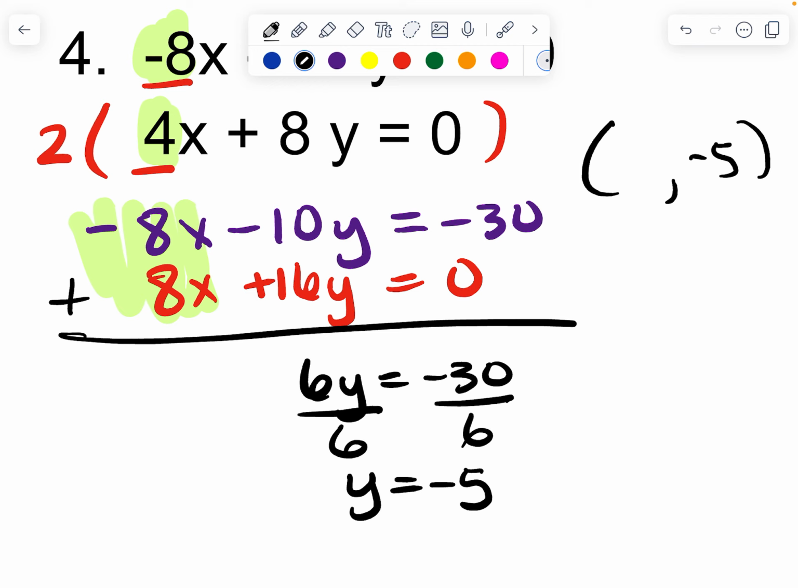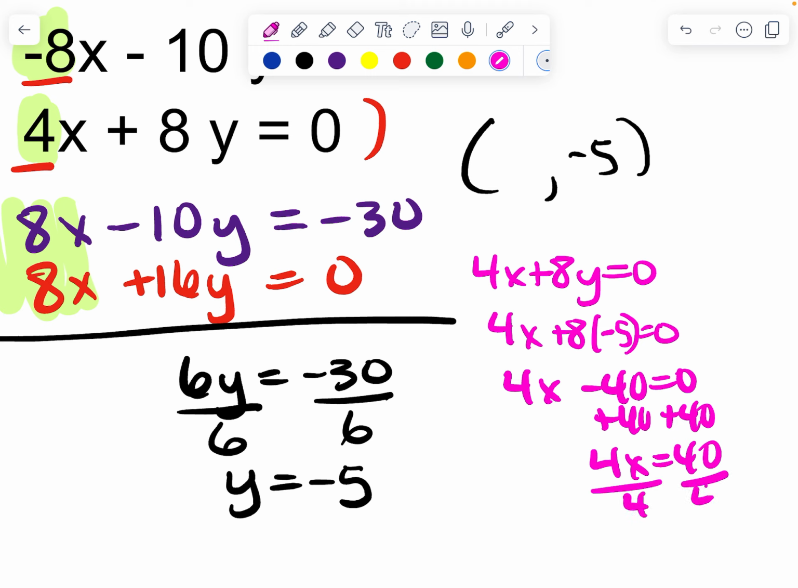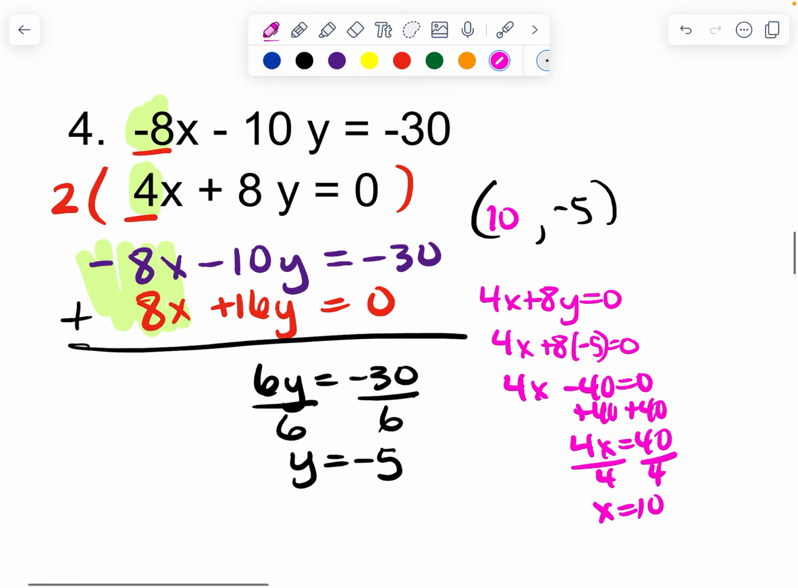And now I'm going to plug it into one of the original equations, and I'm going to pick the second equation. 4x plus 8y equals 0. So 4x plus 8 times -5 equals 0. So 4x minus 40 equals 0. Add 40 to both sides. Get 4x equals 40. Divide by 4, and get x equals 10. So the answer is 10, -5.